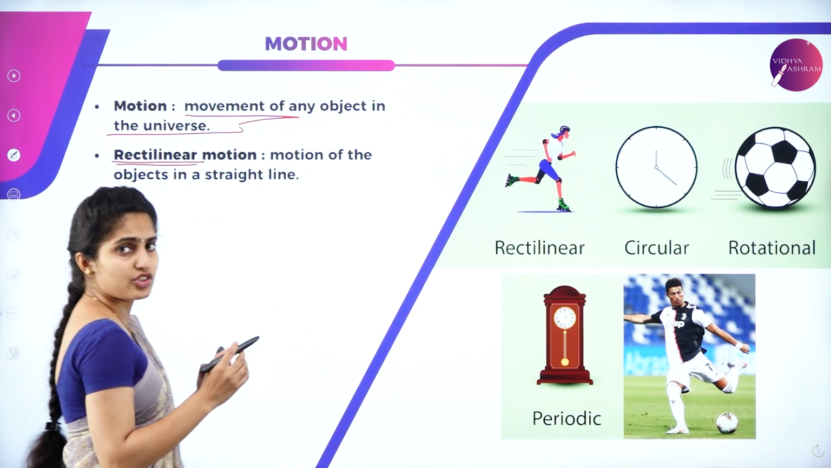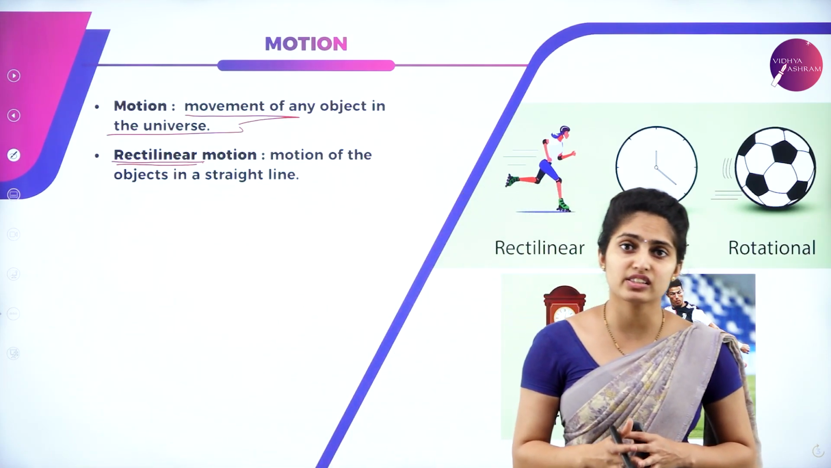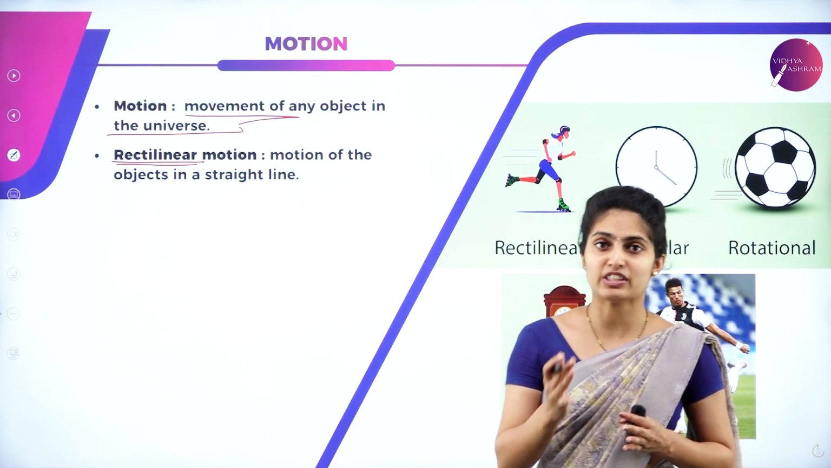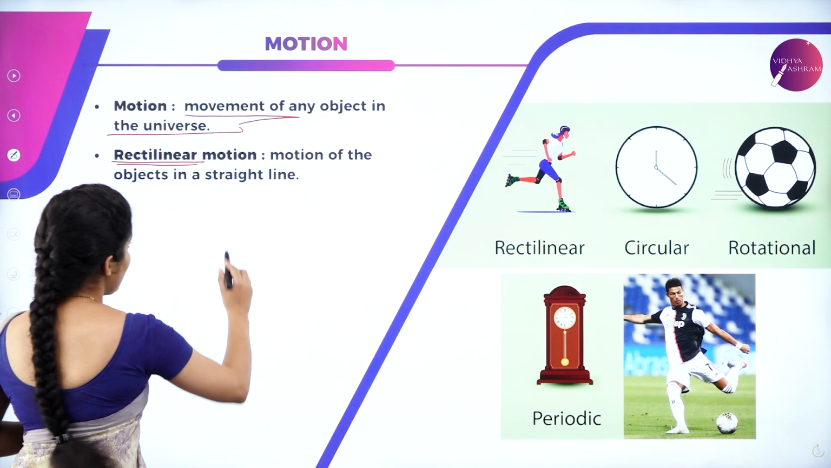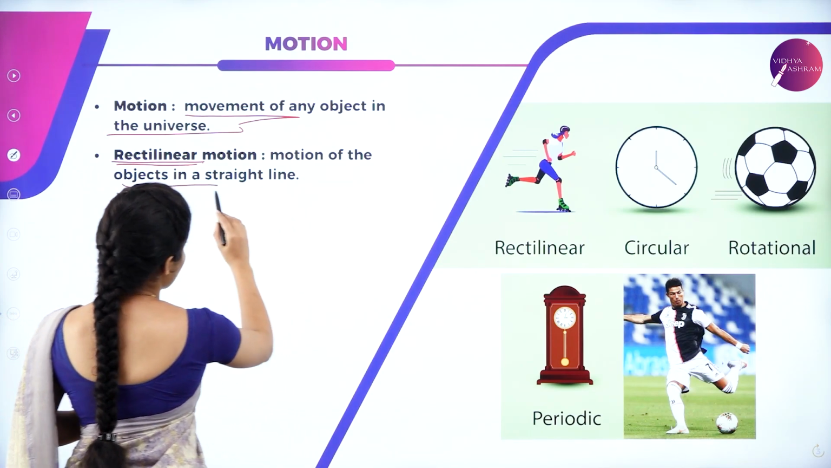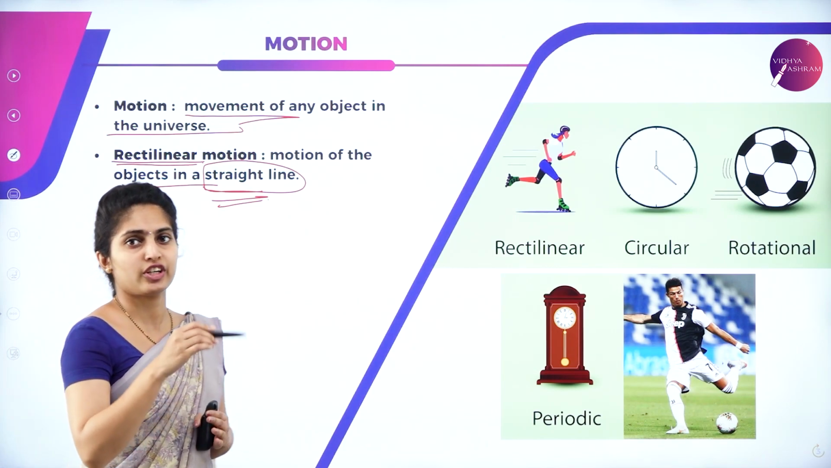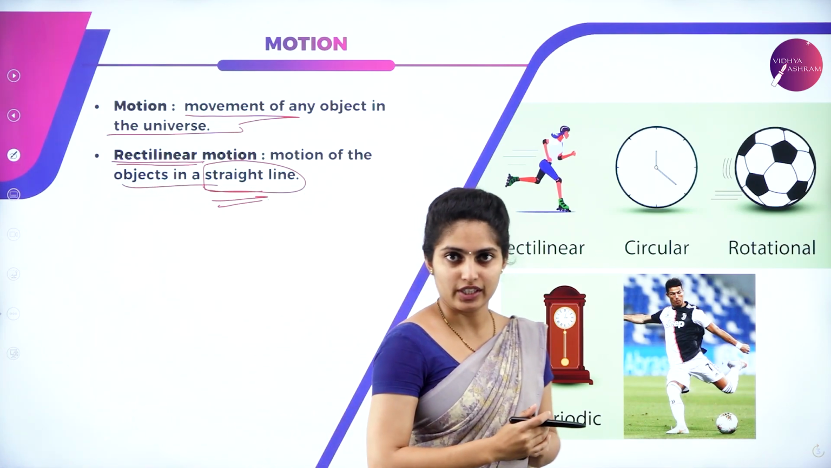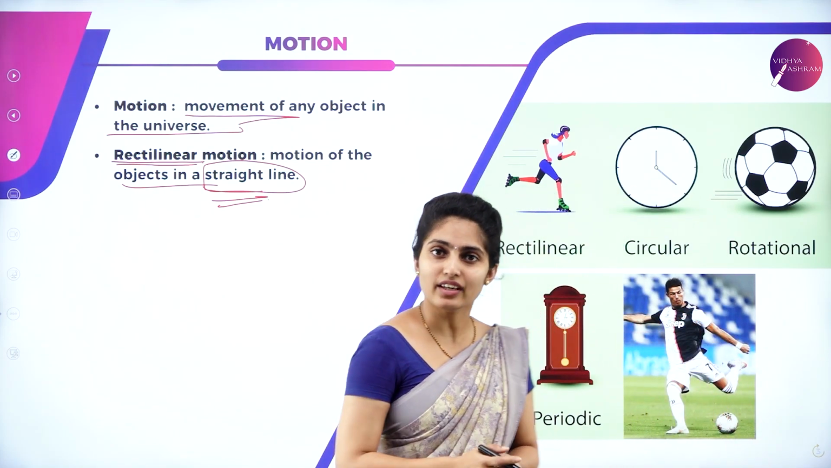Since this chapter is completely based on the motion in a straight line, we are considering the rectilinear, which means that it sweeps a straight path. Okay, motion of the objects in a straight line is known as rectilinear motion, linear motion. Understood? So this is all about the motion as well as rectilinear motion.